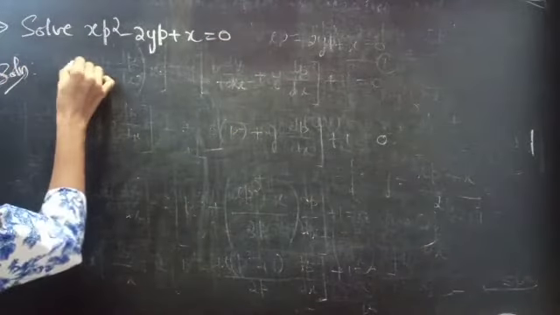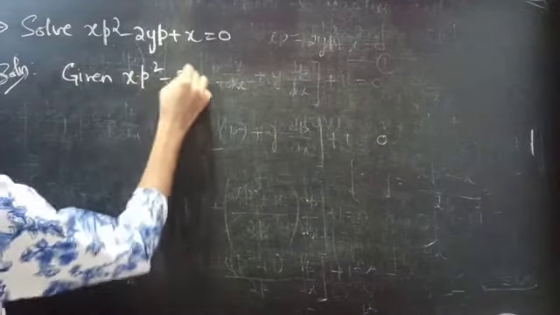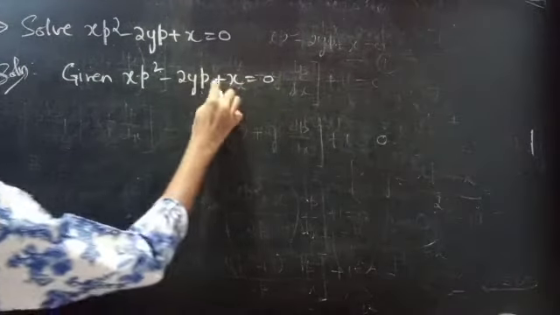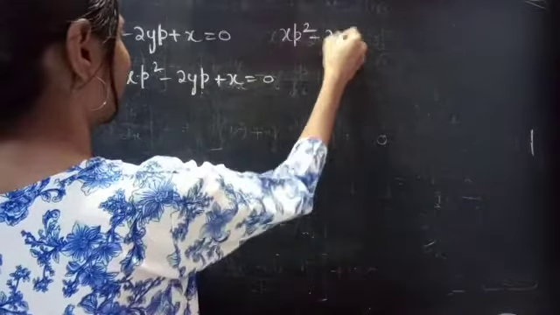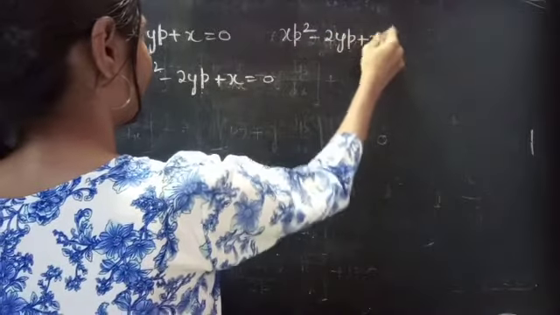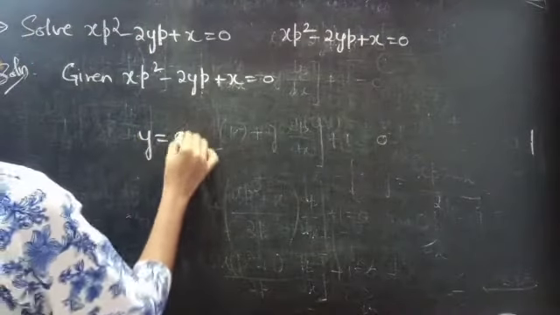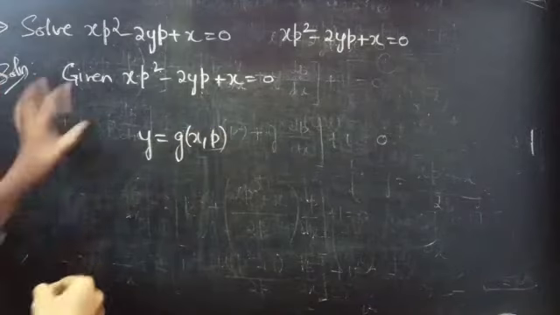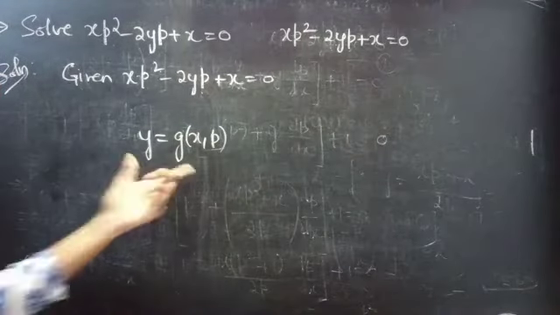Given differential equation xp square minus 2yp plus x equals 0. Consider it as equation 1. We need to change it into the form y equals some function of x and p. We need to change the given equation in this form.